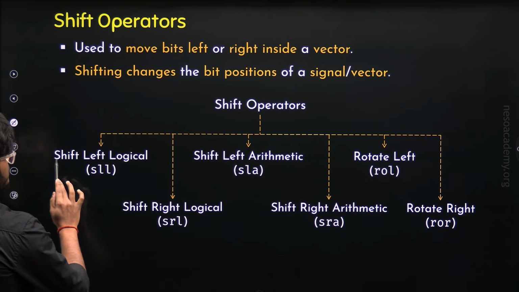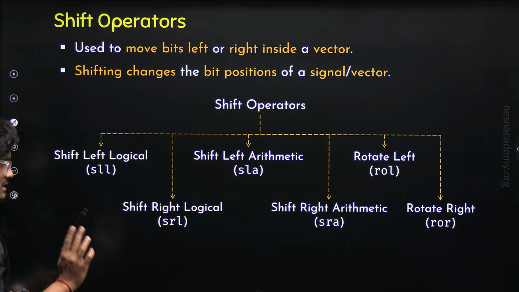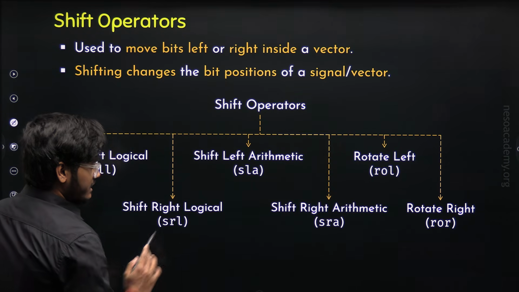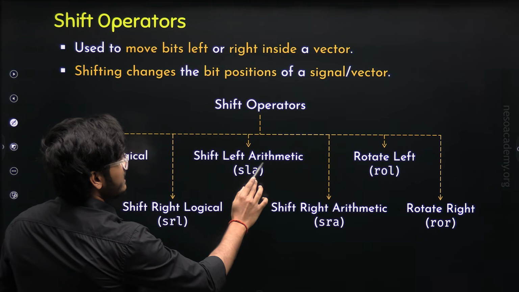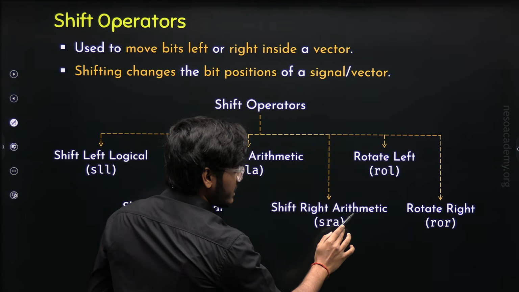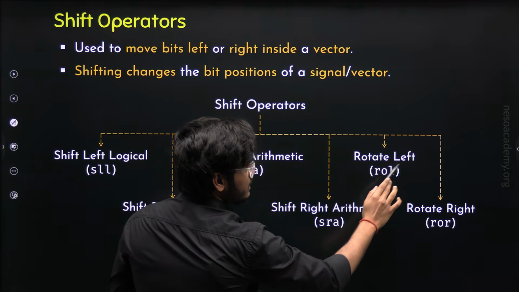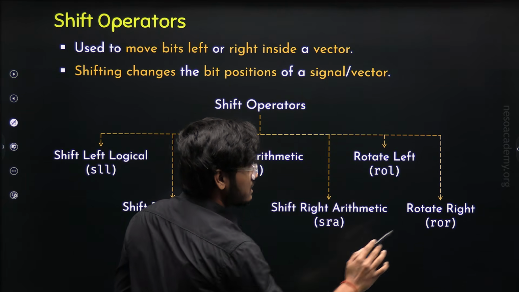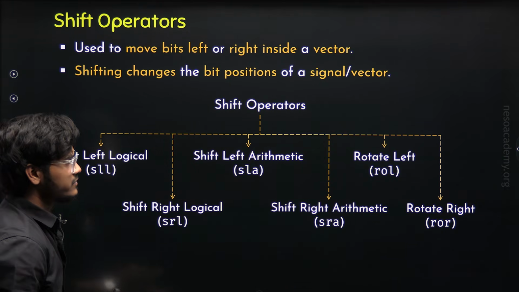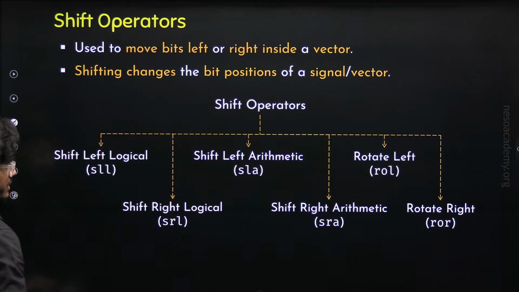First one, shift left logical operator represented by SLL keyword. Second, shift right logical operator represented by SRL keyword. Third, shift left arithmetic operator, SLA keyword. Fourth, shift right arithmetic operator, SRA keyword. Fifth, rotate left operator, ROL keyword. And the last, rotate right operator, ROR keyword. In this lecture, we will understand each of them. Let's start with shift left logical operator.